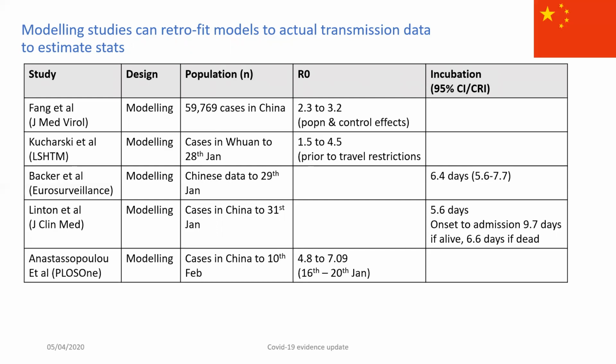Overall, the lower limits in these studies have been roughly the same as those found in the primary studies, but they often extend higher to 3 or 4. This is due to the amount of uncertainty programmed into the models around specific parameters for which there is currently very little data. Interestingly, the incubation period was estimated to be roughly the same as in the primary studies of around 5 to 6 days.